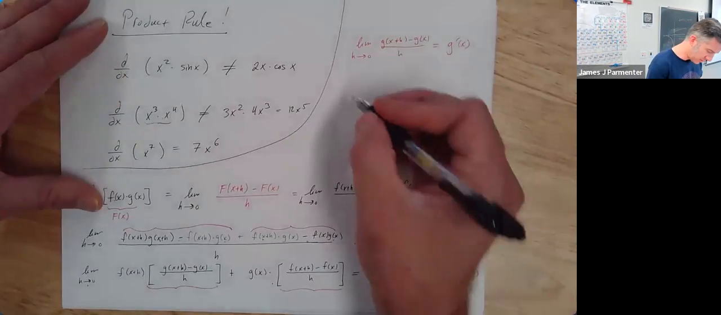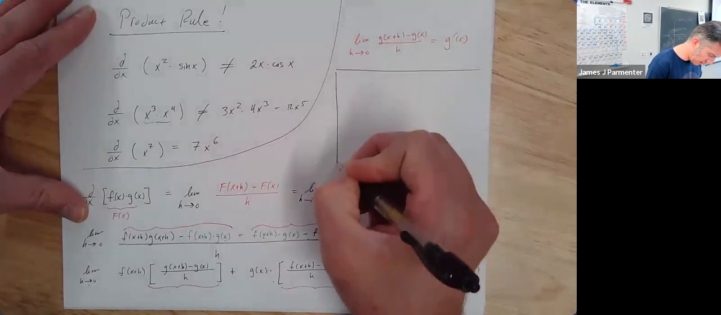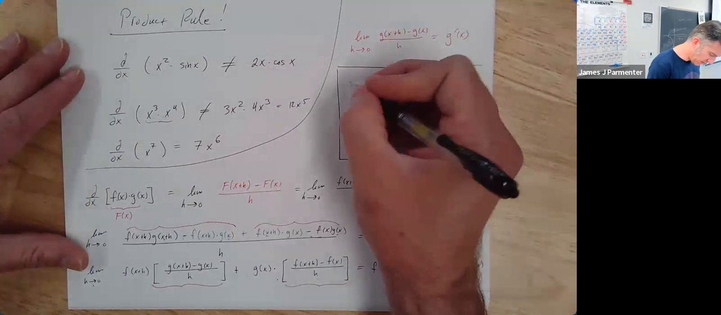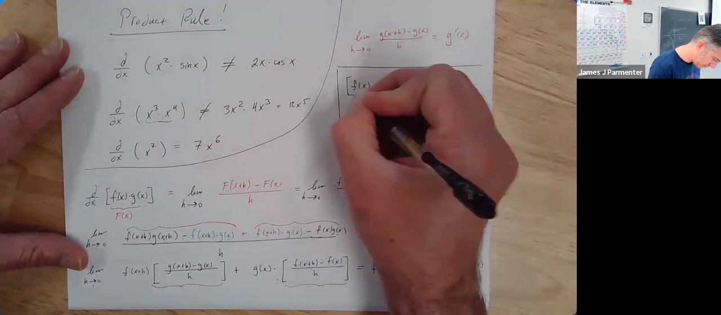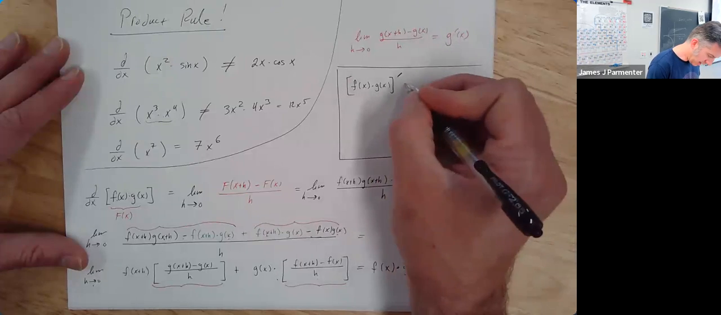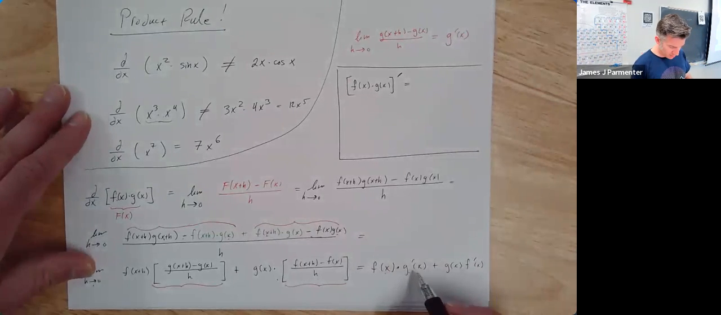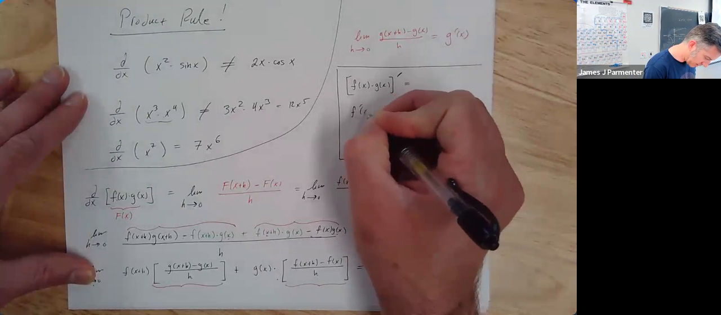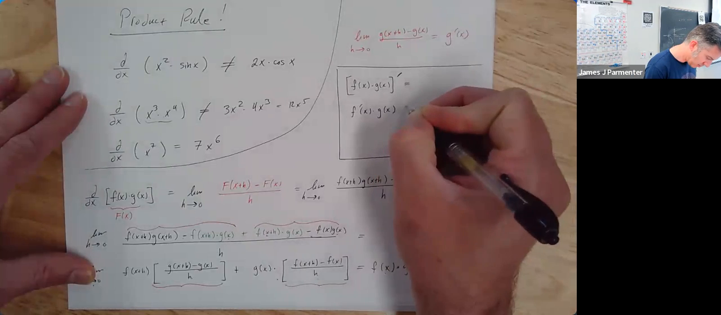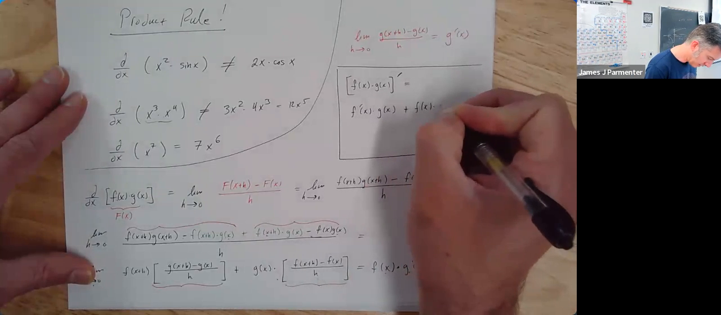But here's the end result. The product rule says the following. If you take the derivative of f of x times g of x, you get f times g prime plus f prime times g, or as it's usually written, f prime of x times g of x plus f of x times g prime of x.